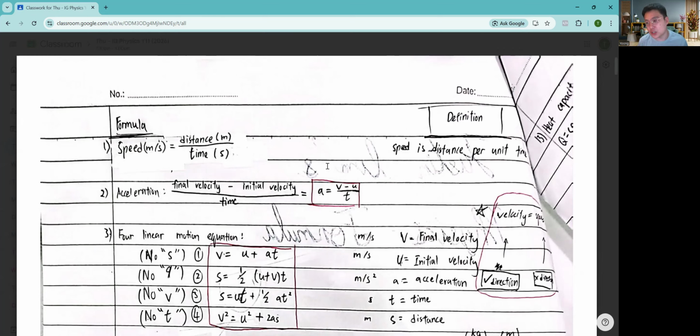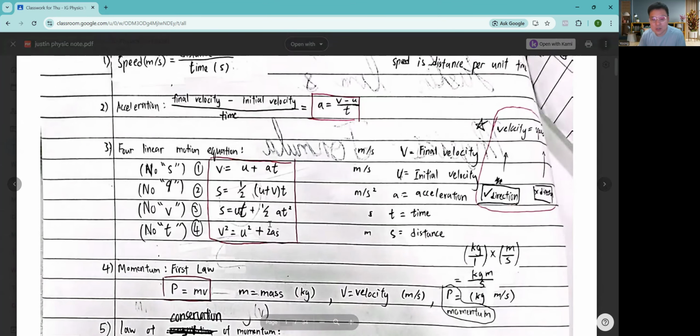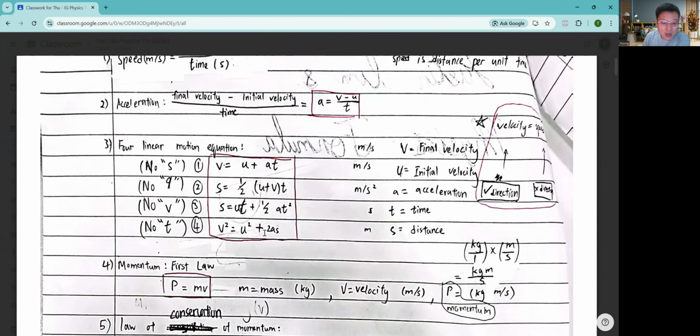Now let's jump straight into the formulas that we covered. We covered speed equals distance divided by time. I'm not going to go through it here, but students need to know what it means and how to use the formula. Acceleration equals final velocity minus initial, divided by time. We also learned the four motion equations, which we just went through, but we will be doing exercises soon in class.